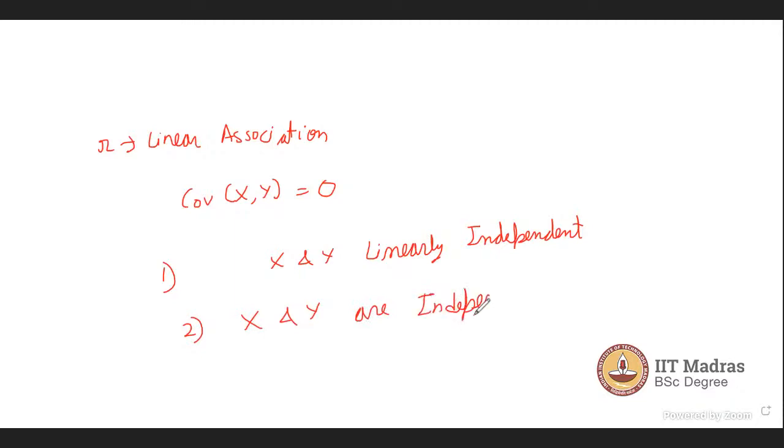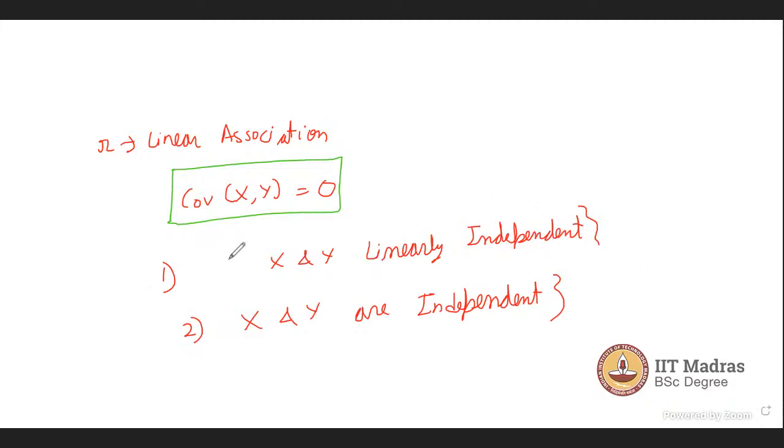Which one of these are true, both or only one, or what will be your opinion on this? Both are true. The first one is true. But if they are linearly independent, then can the second be true? Sir, the second one is not true. Only the first one is true. And why? Because linear independence is only about linear association. The first one is true, sir. Okay, let me answer.